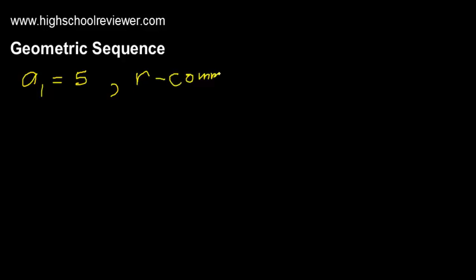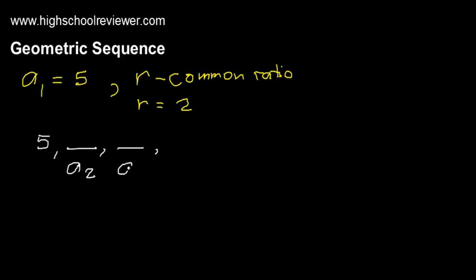R is the common ratio. So let's give r a value of positive 2. Okay, so we need to find the different terms. Supposing we have here a sub 1 is 5, and we need to find the values of a sub 2, the value of a sub 3, and the value of a sub 4.